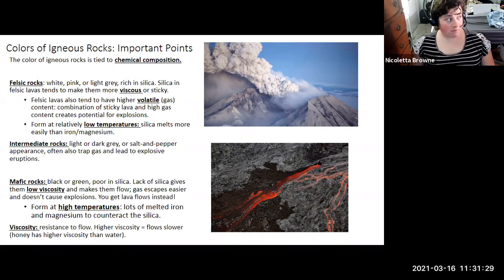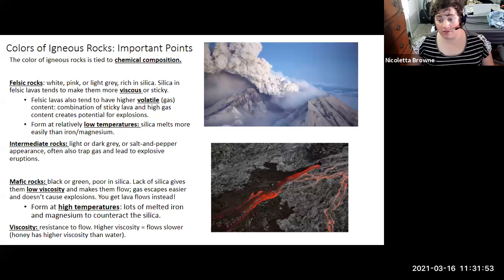Now, felsic magmas that have a lot of silica in them also tend to have a lot of gases trapped in them. And that's because the high viscosity of these magmas makes it a lot harder for these gases to escape. And what that causes is the pressure builds up over time. And when the pressure builds up enough, that causes an explosion. So in general, felsic magmas lead to big explosions.